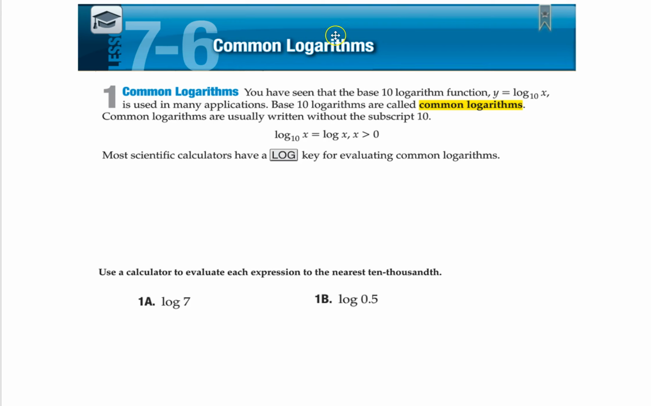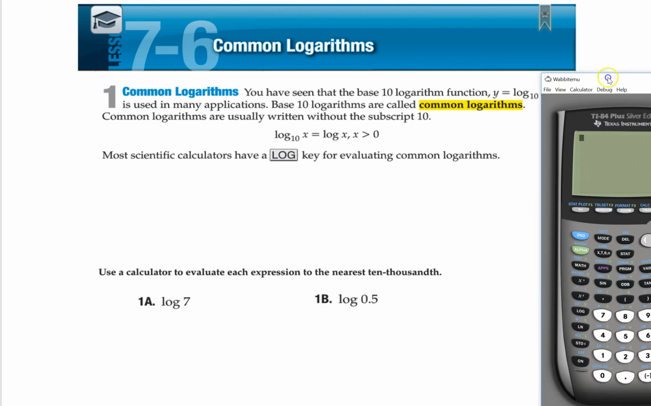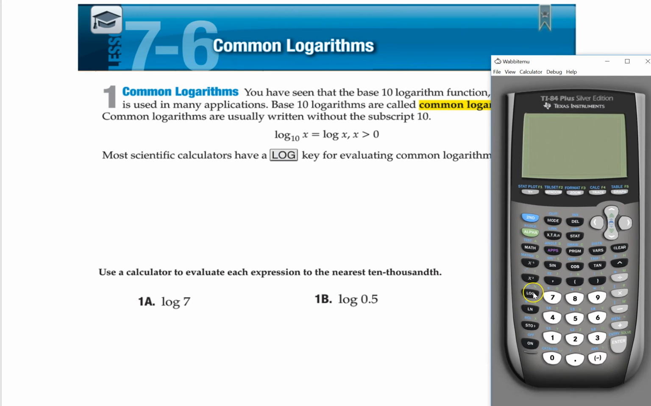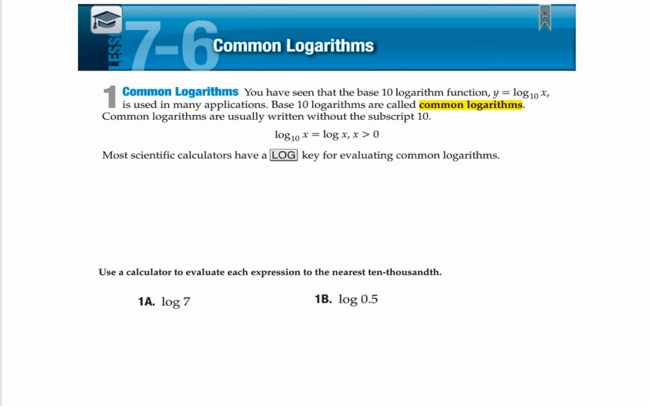7.6 common logs. So what is a common log? It's a basic log. On most calculators, when you hit the log button, it doesn't give you a base. So that's a common log. So what is the base on a common log when they don't give you one? It's base 10. That's what we use so much that we just call it log. So anytime you see a log without a base, we should know inherently that's the same thing as saying log base 10.